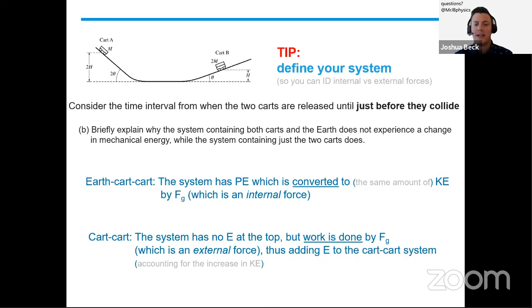Then as they work their way down the ramps, work is actually going to be done by the force of gravity, which this time is outside of my system. This is an external force. So that work is going to add energy to the cart system. That'll account for our increase in kinetic energy.